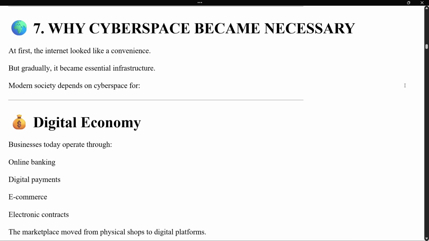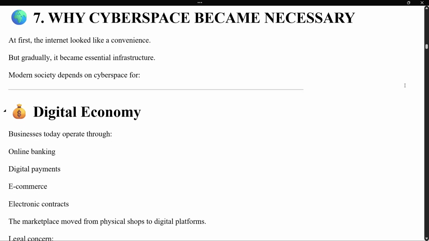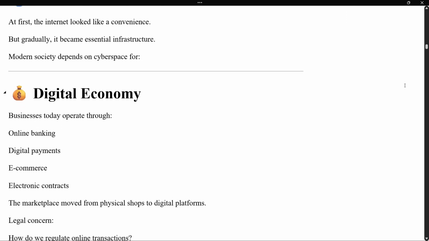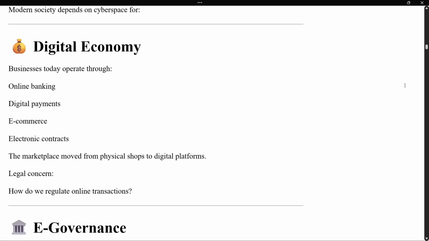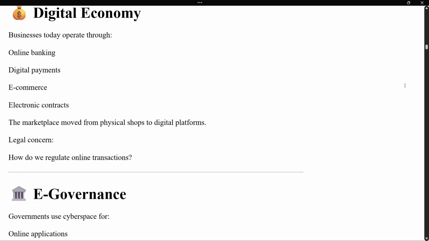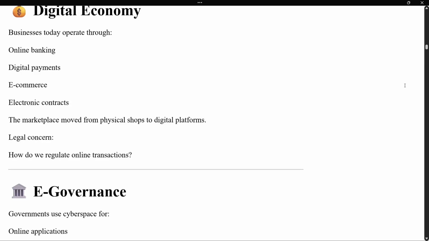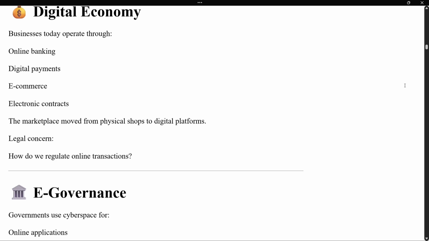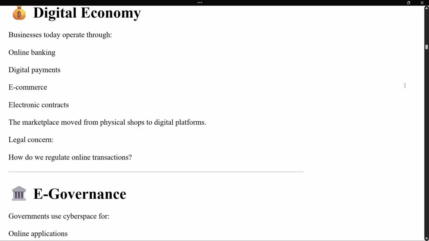7. Why cyberspace became necessary. At first, the internet looked like a convenience. But gradually, it became essential infrastructure. Modern society depends on cyberspace for the digital economy. Businesses today operate through online banking, digital payments, e-commerce, electronic contracts. The marketplace moved from physical shops to digital platforms. Legal concern: how do we regulate online transactions?